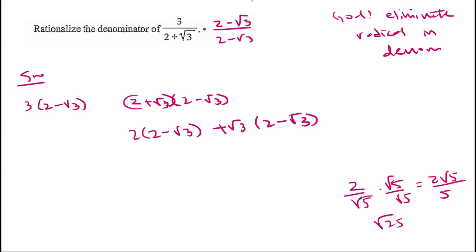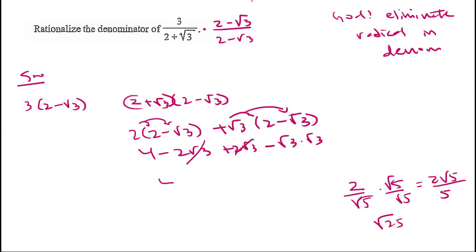Okay, so this is going to give us 4 minus, so again, I just distribute to each term. So it's 4 minus 2 radical 3 plus 2 radical 3 minus radical 3 times radical 3. So in this case, these are going to cancel. And I have 4 minus radical 9, because radical 3 times radical 3 is radical 9. And radical 9 is just 3, isn't it? So it'll be 4 minus 3, which is 1.